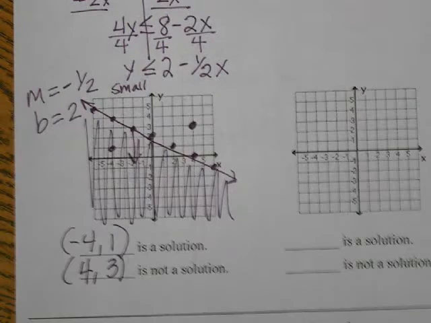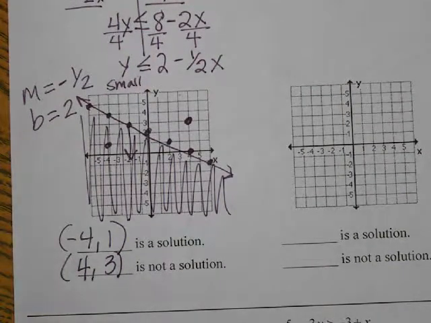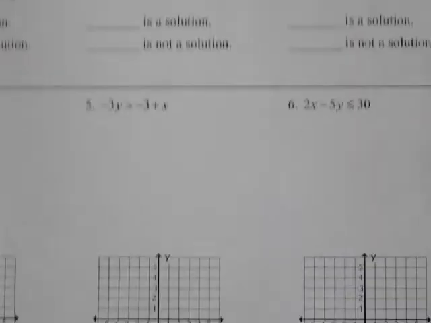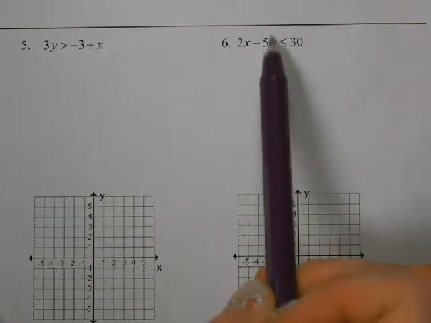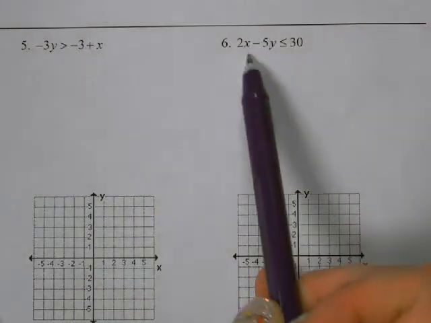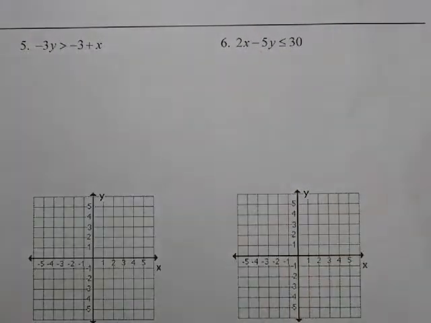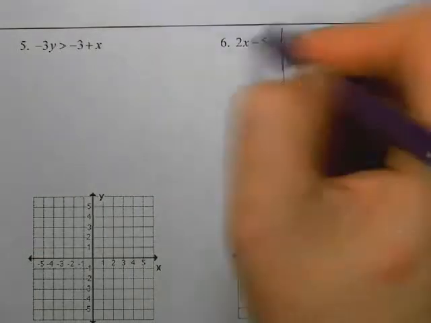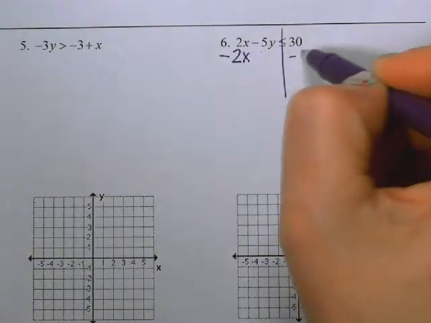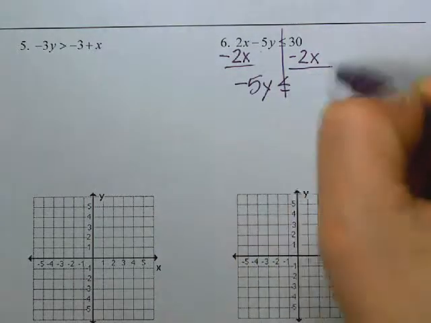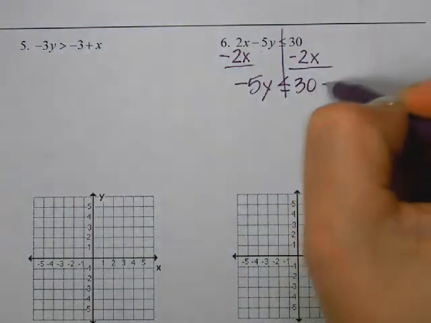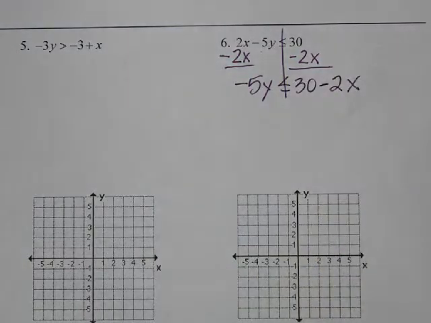Alright. Let's go ahead and do one more where we're definitely going to have to flip the sign. Let's do number 6. How do I know you have to flip the sign? I'm looking at this coefficient of y. This is what I'm going to have to divide by at the very end. Okay, so we're going to subtract 2x from both sides because it doesn't say y equals yet. So this is negative 5y is less than or equal to 30 minus 2x.